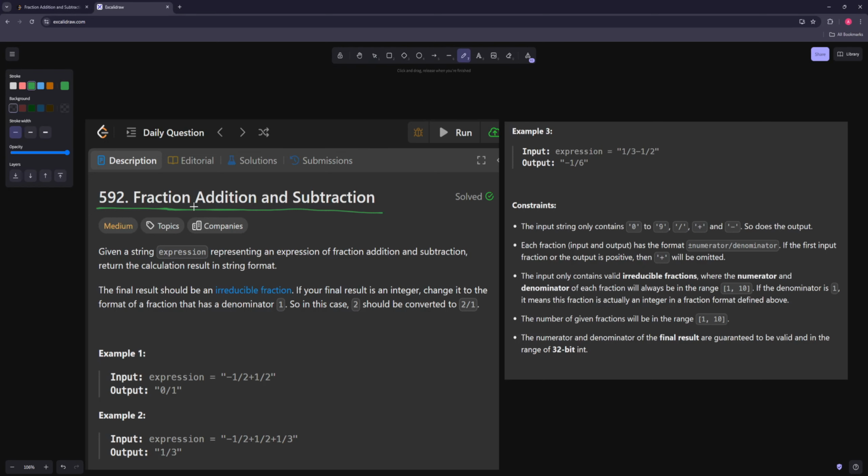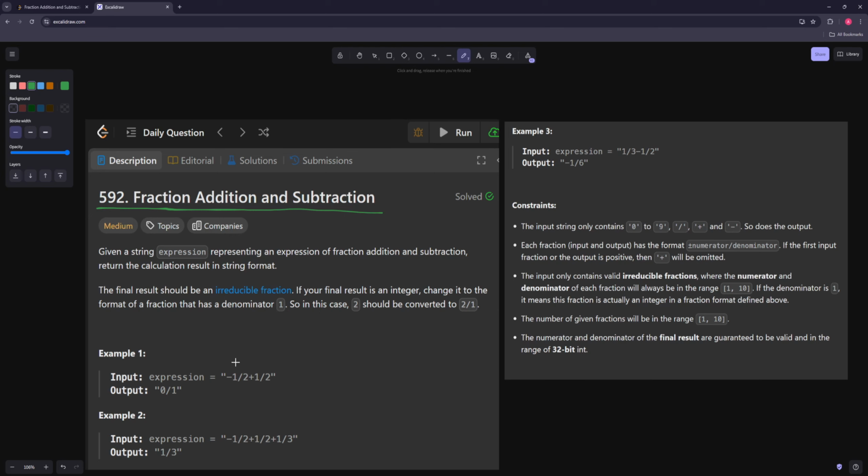In this video we're going to be working on fraction addition and subtraction. You're given a string representing an expression of fraction addition and subtraction, and you want to return the calculation result in string format. The final result should be an irreducible fraction, so if your final result is an integer, change it to the format of a fraction. So basically just simplify things down.